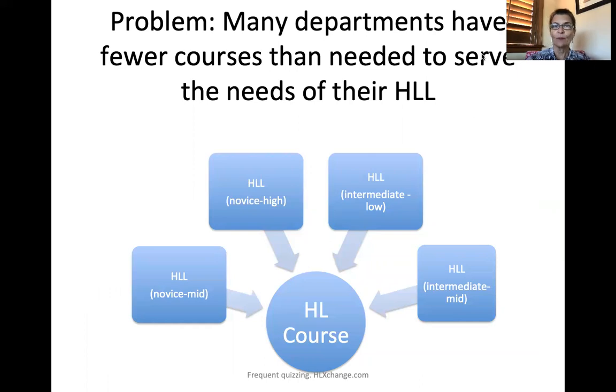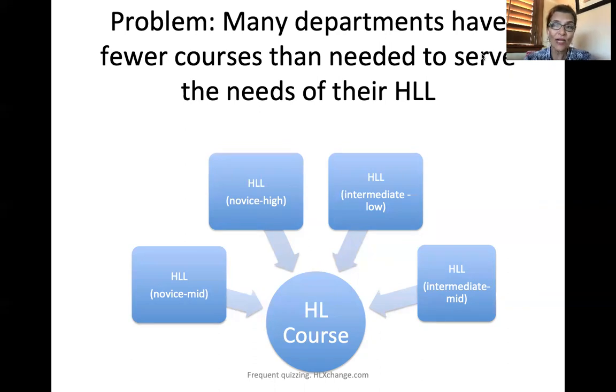The problem arises because frequently language departments will have 1 or 2 HL courses at the most. What happens when you have very few HL courses, taking this example, let's assume 1, you tend to send all your HL learners to that 1 course. So you may end up with a course like what I'm showing here, with students that are at the novice mid-level sitting in the same classroom as students at the intermediate mid-level. That's a big gap in proficiency, as well as having students at every level in between.